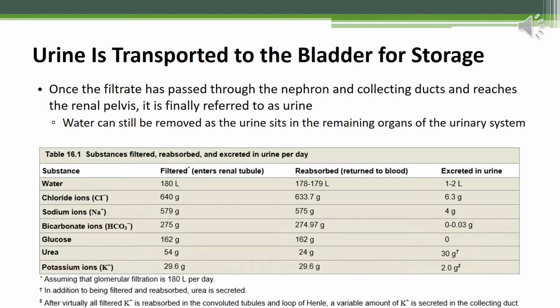And below in the chart, we have the substances that are filtered, reabsorbed, and excreted in the urine, or rather, how much of each is filtered, reabsorbed, and excreted per day. I don't think I'm going to really cover this too much on the test, except probably where it concerns water and sodium and also glucose as it relates to diabetes. Urea is also pretty important too. So just really look at those four if you're going to do anything with this chart.